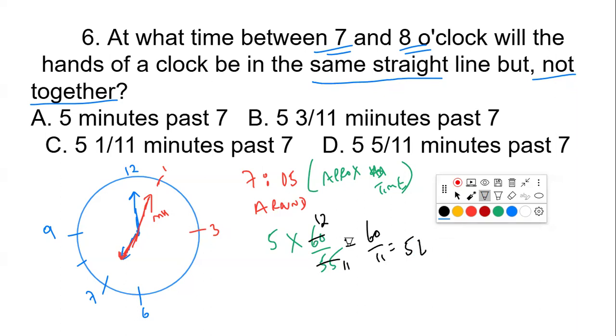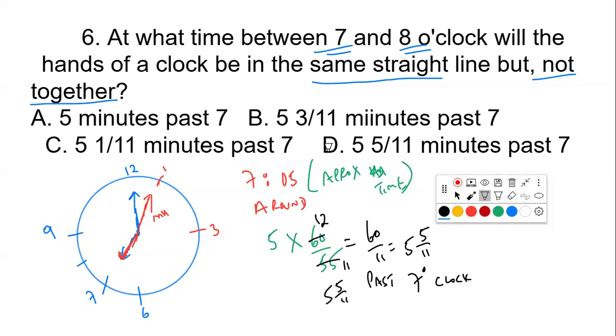So this is 5, 12, 60 and 11. 5 has already gone and this is 55. Okay, just a second. Let me remove this. Write it as a mixed fraction now. 11 fives are 55, 5 by 11 past. So what will be the time? It is 5 by 11 past 7 o'clock.